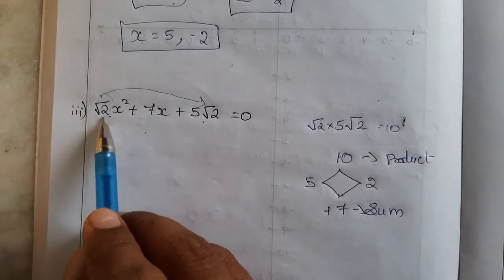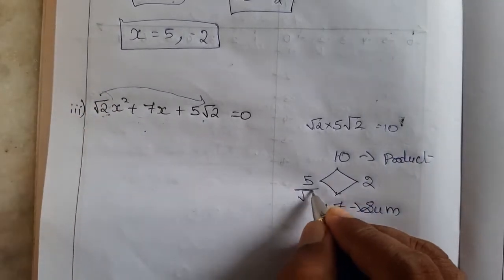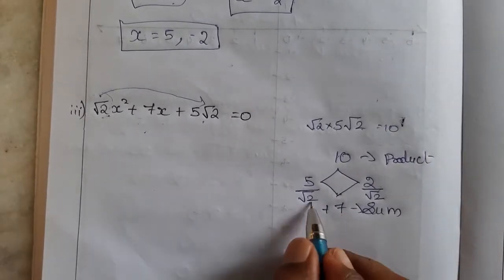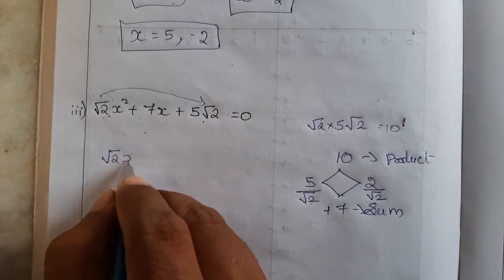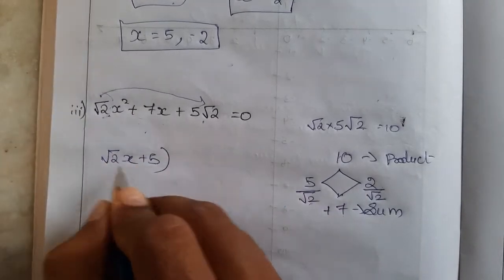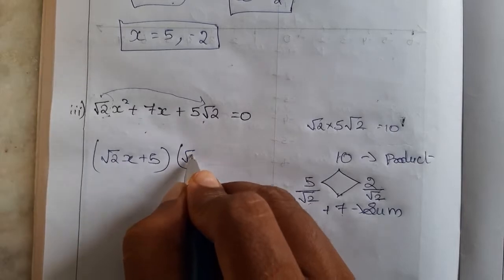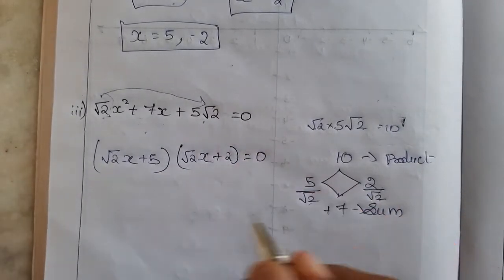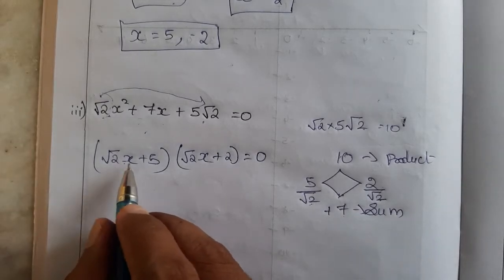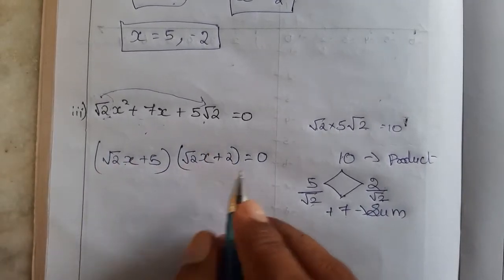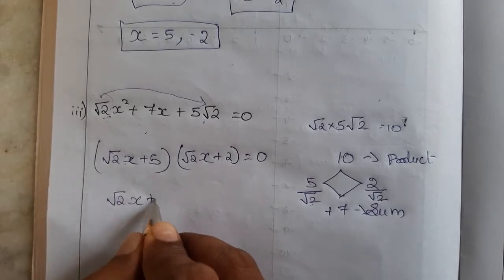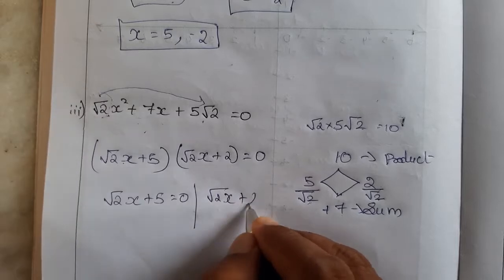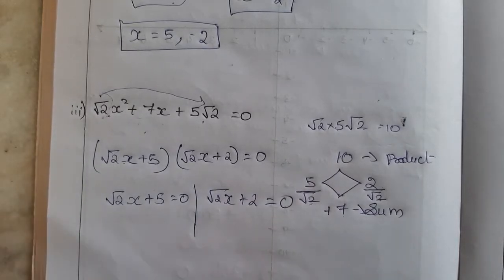So since we multiplied by √2, we will divide here by √2. So write the denominator into x: (√2x + 5)(√2x + 2) = 0. So either this will be equal to 0 or this will be equal to 0. So √2x + 5 = 0, or √2x + 2 = 0. So what will be the x value here?